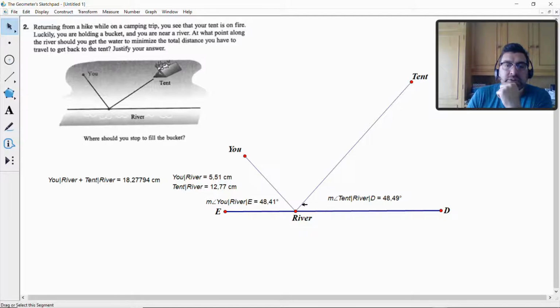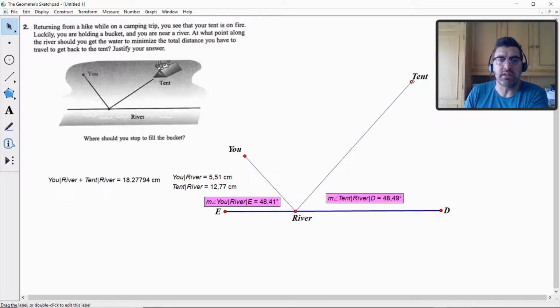But now we do not have a compass here. We do not have measuring instruments. So we must work on principles and on relationships. Okay, so it seems like a good argument would be the angle at which you approach the river should be the same as the angle at which you leave the river.